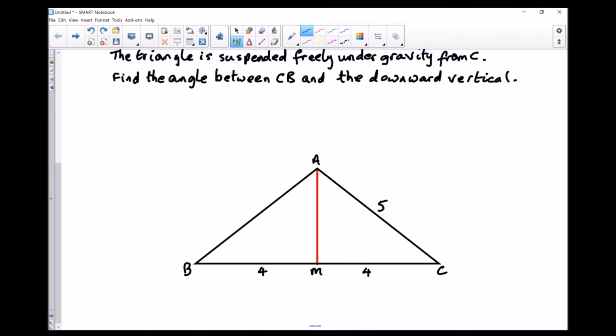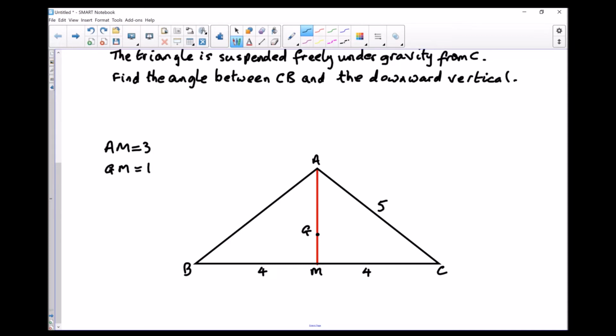If we look at this triangle here, we have a right-angled triangle because isosceles and a median. We've got 4, we've got 5. The length of AM, therefore, is 3. So we have AM is 3. And therefore, the distance from G to M will be 1/3 of 3, which is 1.